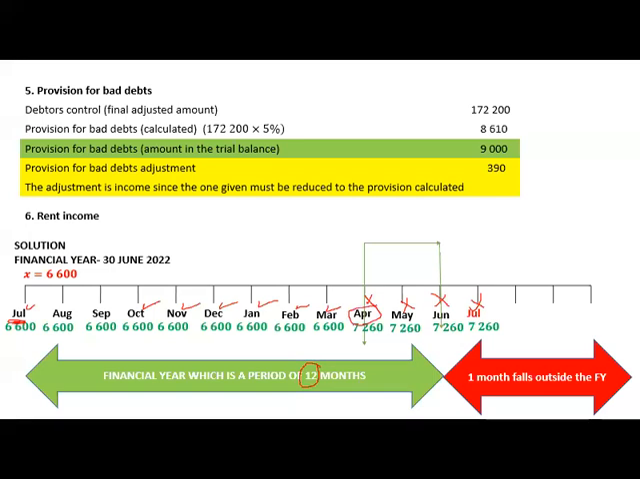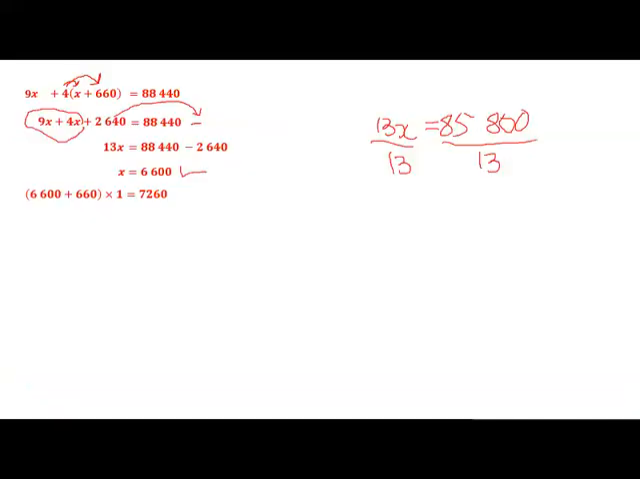Why is it that we don't want the July rent? It is because it falls in the next financial year. It falls outside the financial year. It is what we call a prepaid income, or in accounting, we refer to it as income received in advance or deferred income. We don't want it. And that income, we have to subtract it from our total rent income.